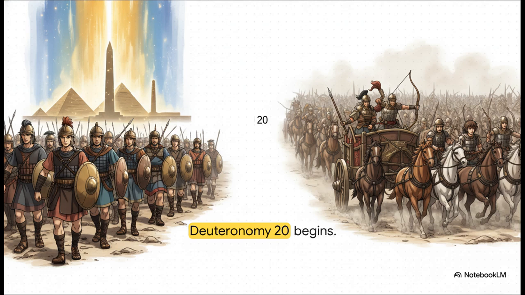So the troops are marching out and they're staring down a massive, technologically advanced force. In the ancient world, chariots and horses were the ultimate military advantage. It's kind of the equivalent of facing heavy armored tanks when all you have is lightly armed infantry. But the verse immediately counters this terrifying sight with a reminder of exactly who is with them, the God who brought them up out of the land of Egypt.